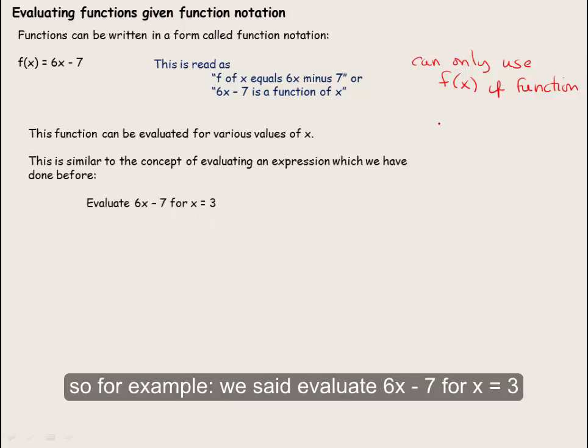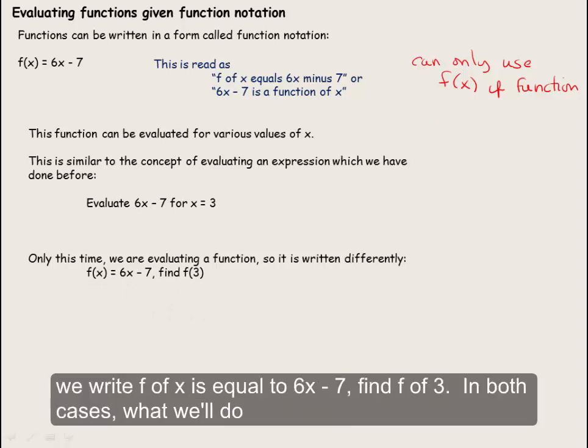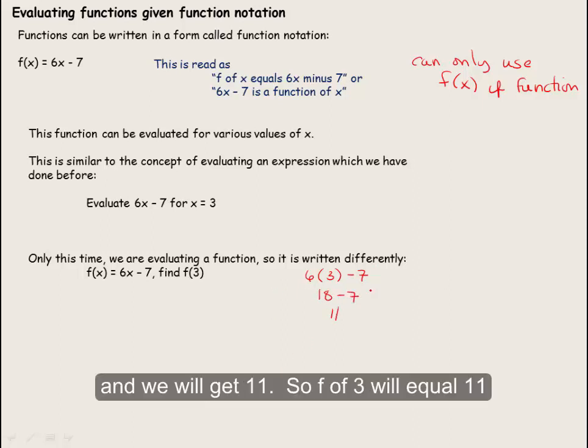So for example, we said evaluate 6x minus 7 for x equals 3. But if we're doing it in function notation, we write f of x is equal to 6x minus 7, find f of 3. In both cases, what we'll do is we'll plug in 3, and we'll get 18 minus 7, and we will get 11. So f of 3 will equal 11.